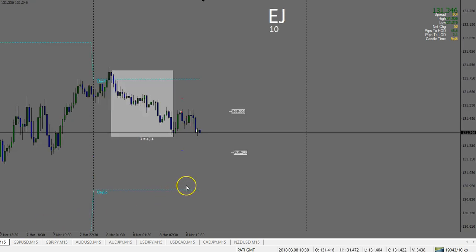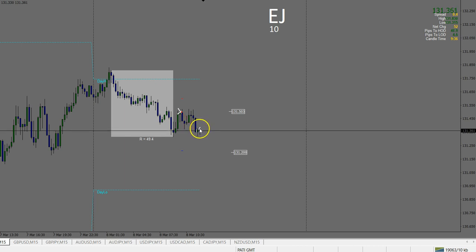Euro Japanese yen. First trade on this, I got stopped out, a full stop on that. I lost 10 pips. Second trade I took, I got in here and let that run down to here, giving me 14 pips on the Euro Japanese yen.